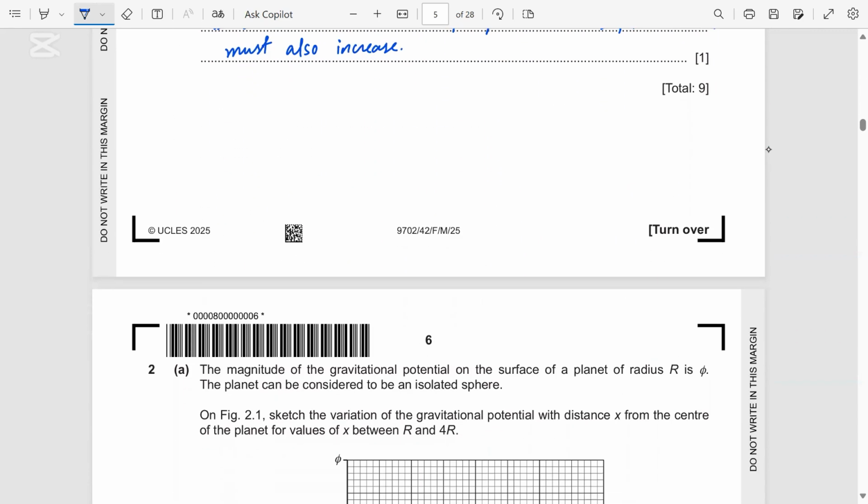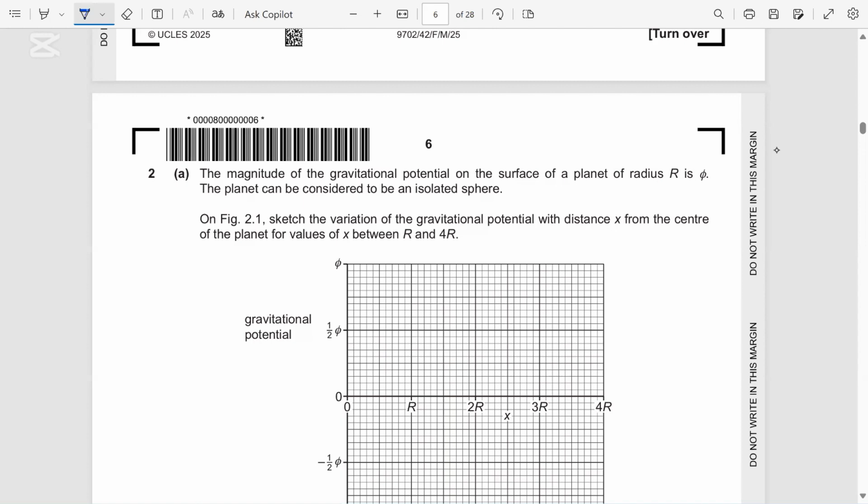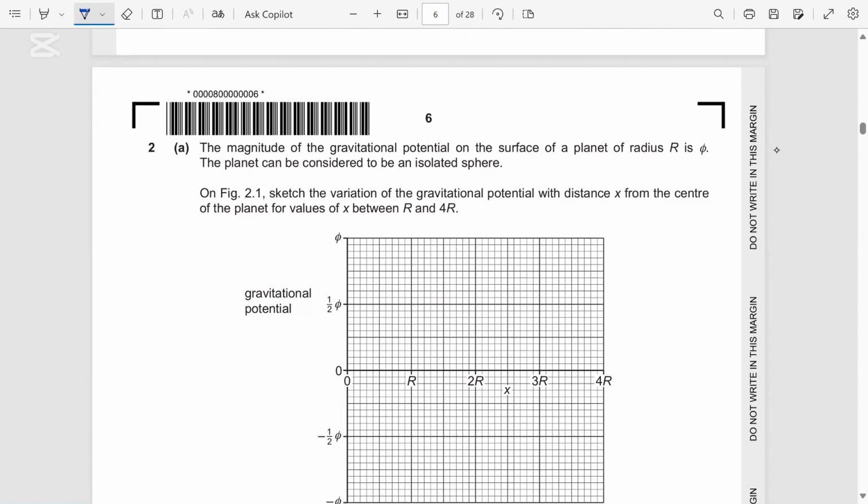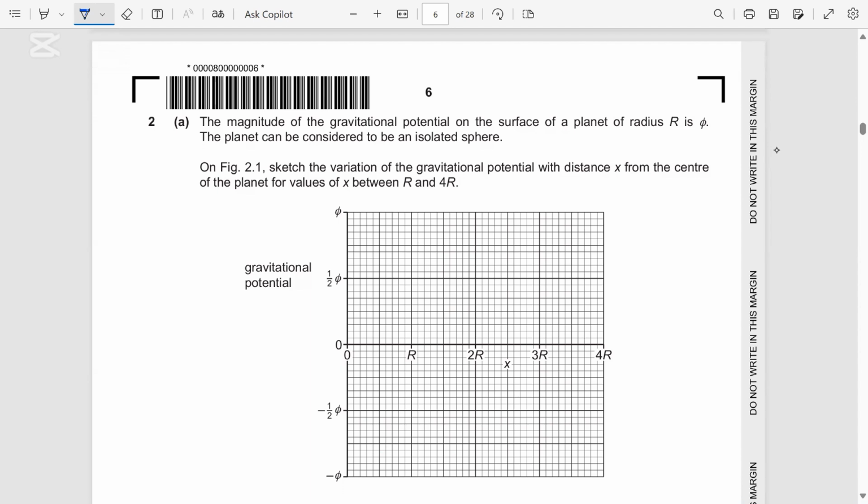Moving on towards question number 2. The magnitude of the gravitational potential on the surface of a planet of radius r is phi. The planet can be considered to be an isolated sphere. On figure 2.1, sketch the variation of the gravitational potential with distance x from the center of the planet for values of x between r and 4r.